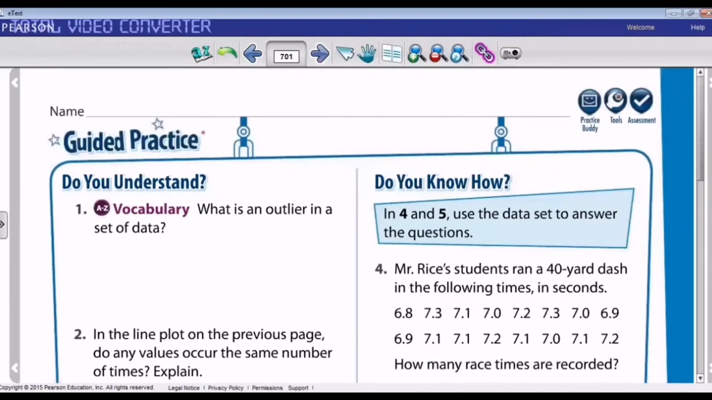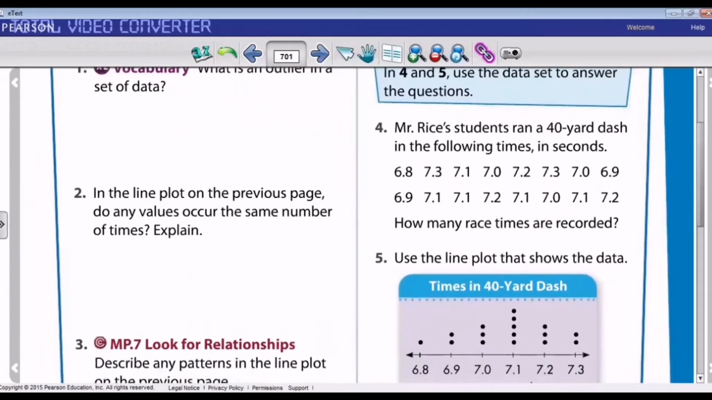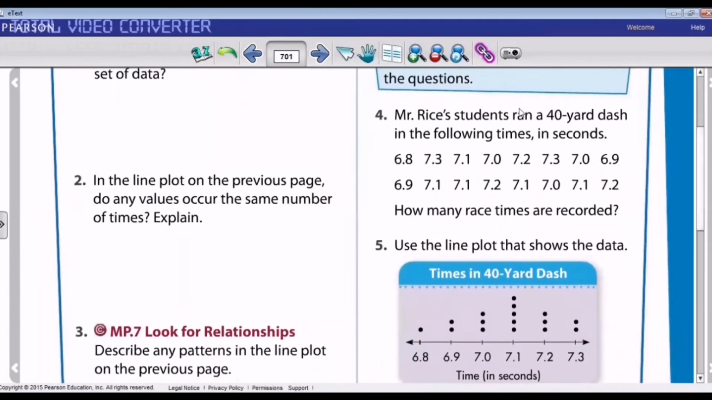Here, question number 4. Mr. Race's students train for the 100-yard dash and the following times are in seconds. The number line shows the time that the students trained. Some of these times appear more than once in the set of data. A dot above a number represents each time that number appears in the data. How many times did 6.8 seconds occur?